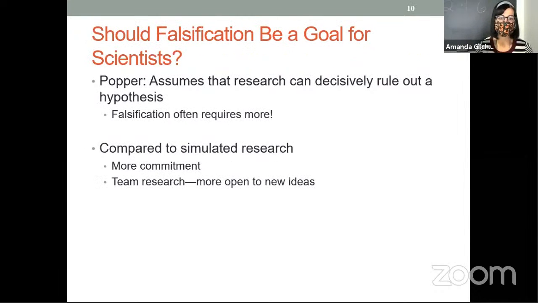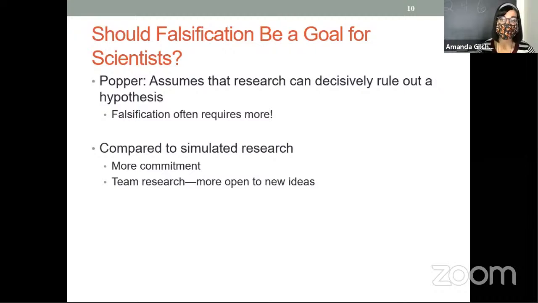Okay, so should falsification be a goal for scientists? Now, Popper makes the assumption that research can decisively rule out a hypothesis. So as soon as I get one negative finding, for example, if I believe that false memories are not real, I should just have one study that doesn't show false memory, and that should be enough, right? That's not true. Falsification of a theory or a hypothesis usually requires more than data from one study. It needs to be a repeated pattern.